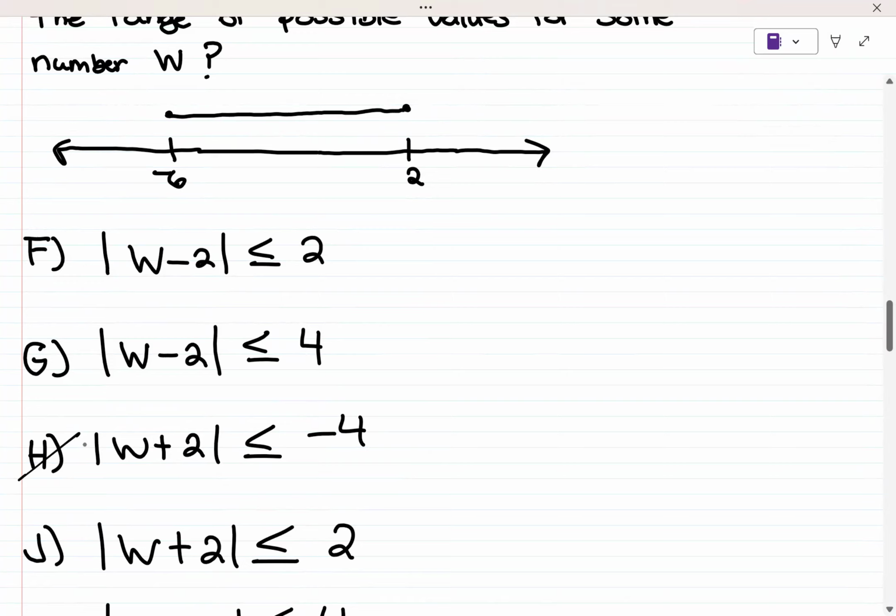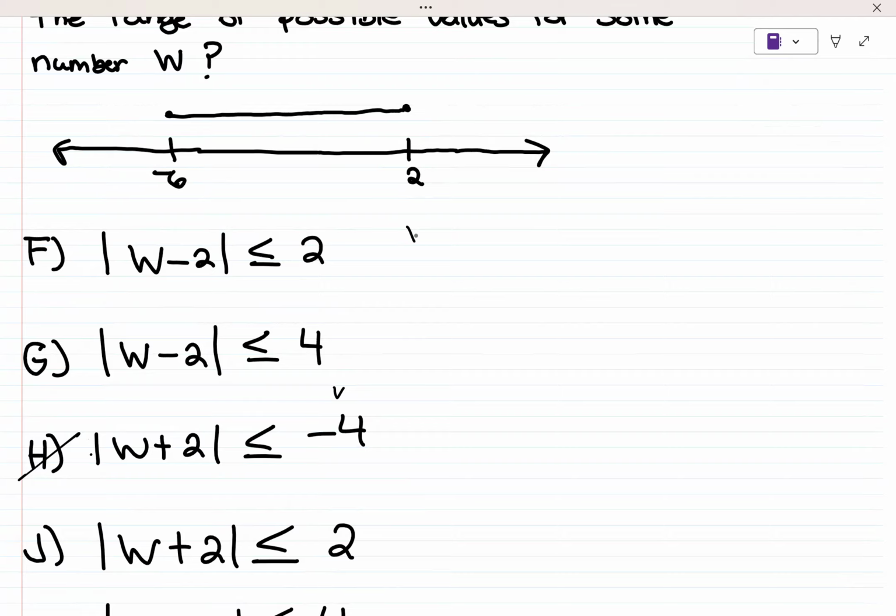Because remember we said that if this number is negative and there's nothing near the absolute value, it would be no solution, right? So you can eliminate H. So it's either F, G, or J, or even K. Okay, let's look at F. Let's just briefly try it. There's nothing near the absolute value. This number is positive 2.